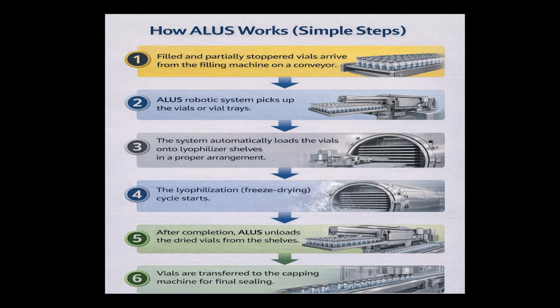How ALUS works. Step 1. Filled and partially stoppered vials arrive from the filling machine on a conveyor. Step 2. The ALUS robotic system picks up the vials or vial trays. Step 3. The system automatically loads the vials onto lyophilizer shelves in a proper arrangement. Step 4. The lyophilization, that is, freeze drying cycle, starts. Step 5. After completion of the freeze drying cycle, ALUS unloads the dried vials from the shelves. Step 6. Vials are transferred to the capping machine or sealing machine for final sealing.